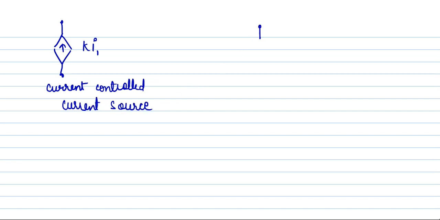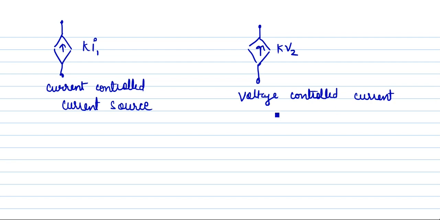Next will be this one. So here we are having again KV2. So this will be called as a voltage controlled current source. So this is how we are writing this. This is known as voltage controlled current source.